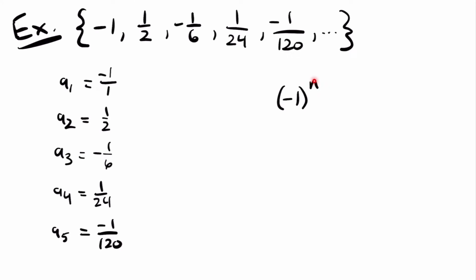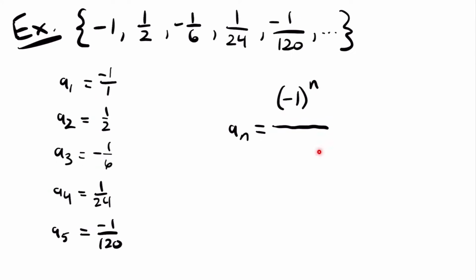then this will represent that numerator. When n is equal to 1, negative 1 to the first power is negative 1, and then negative 1 squared is positive 1 for n equals 2, and then for n equals 3, negative 1 cubed is negative 1, and so on. And so our nth term, a sub n, will at least be equal to negative 1 to the power of n in the numerator.